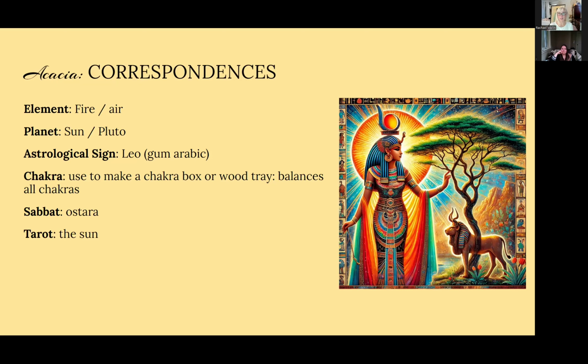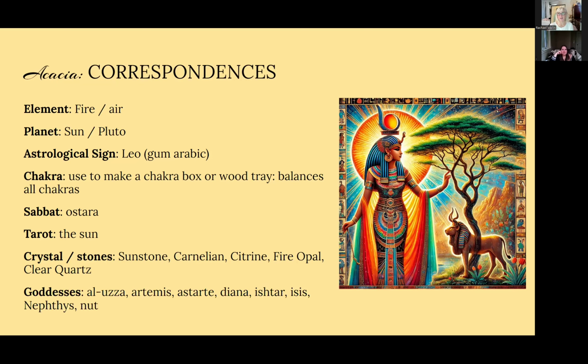The tarot card is the Sun. And crystals and stones associated are sunstone, carnelian, citrine, fire opal, as well as clear quartz. Very sunny stones. Exactly. Well, you can see those yellow things with bright yellow flowers are often associated with the sun. So yeah.